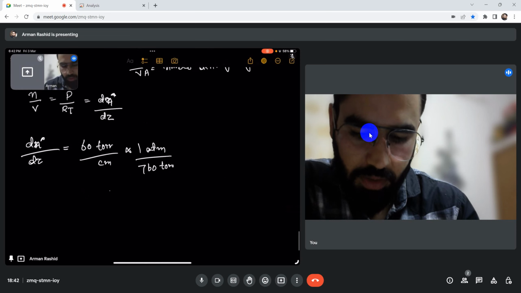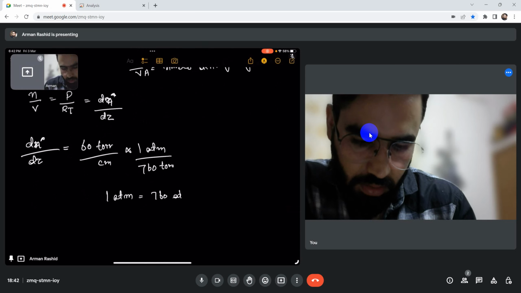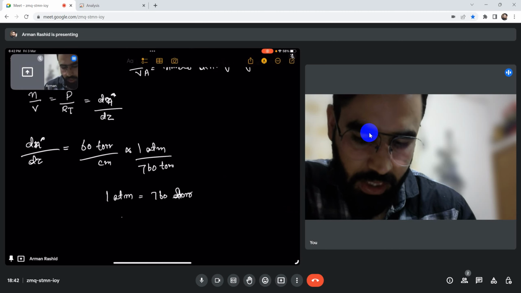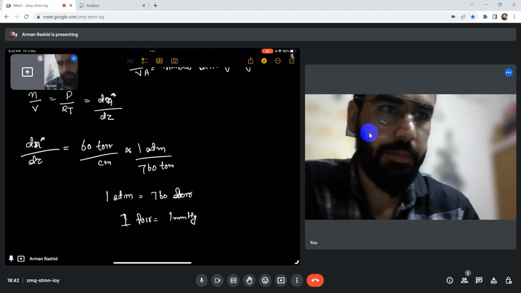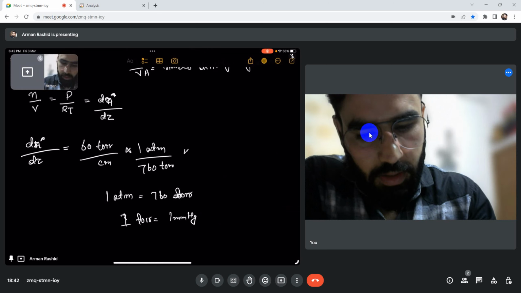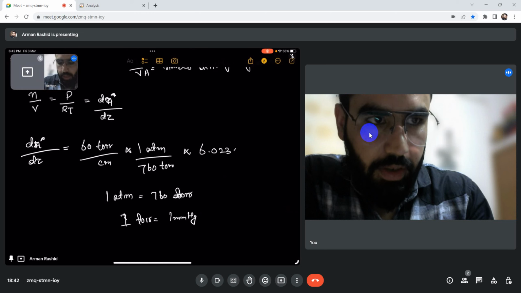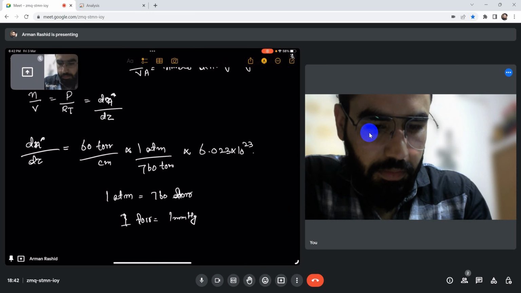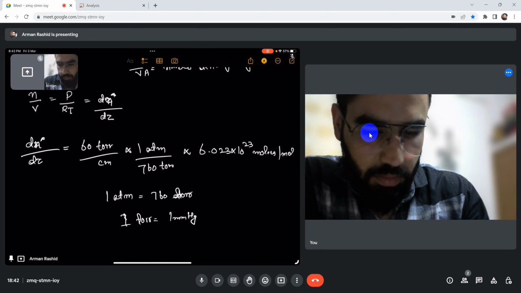How we want to convert 1, because we know that 1 atmosphere is 760 torr. So torr is actually 1 torr, if we say it is 1 mm Hg. Okay, so then what we have to multiply it with, since we have to calculate number density, we have to multiply it with Avogadro's number. So it will be molecules per mole.